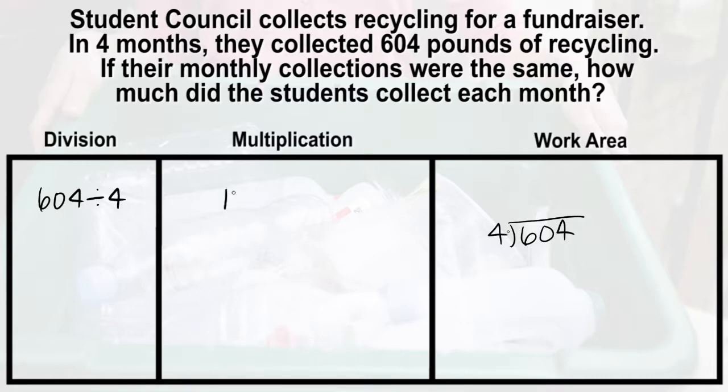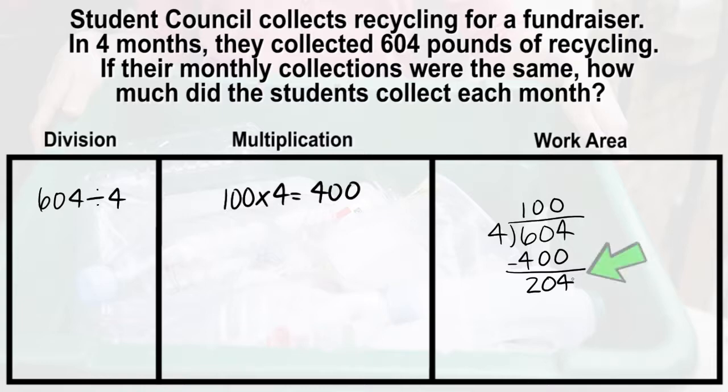We can use the partial quotient of 100. 100 times 4 equals 400. We will write the partial quotient 100 on top of the division symbol. The partial product of 400 is written below the dividend 604. Now we need to subtract 400 from 604. We have 204 remaining from the original dividend.